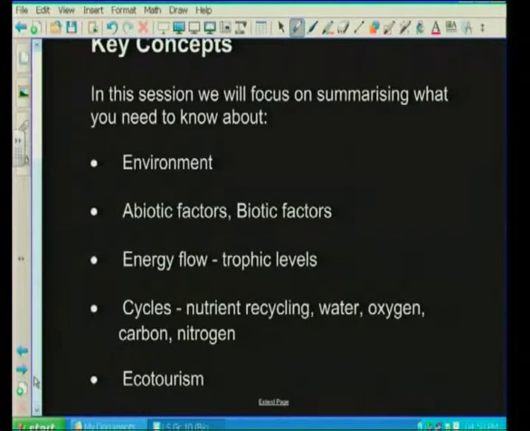So the key concepts for this session is going to be, like I said, the environment. All right, we'll come back to that. We're going to look at abiotic factors. Now, I explained yesterday what abiotic stands for, and I would like you to think about it. Abiotic, the little letter A, tells me it's non-living. Well done. And then biotic are our biotic living factors.